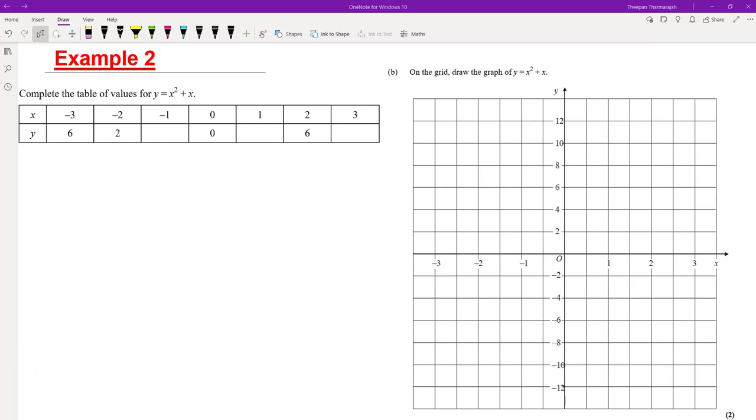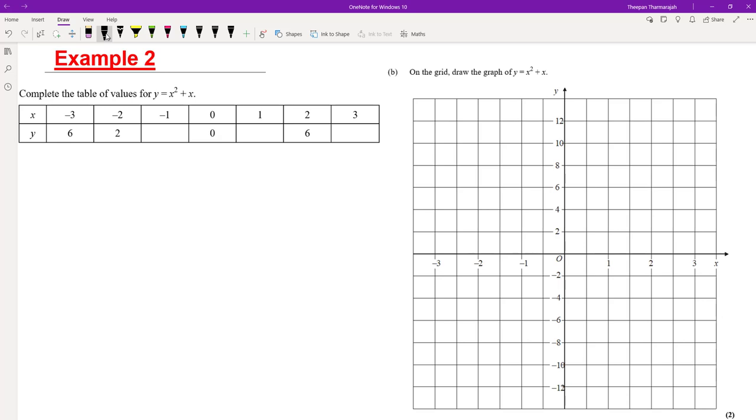Here's a question for you to try. You can pause the video, and when you're done, I will go through my worked solution. Okay, welcome back. So what we have here is the following. So we've got y equals x squared plus x, and we need to find values of -1, 1, and 3 of x, and their corresponding values of y.